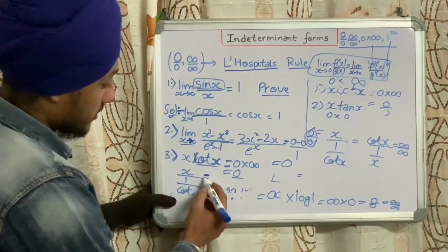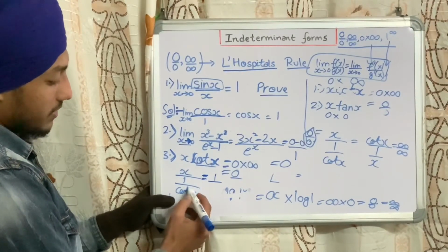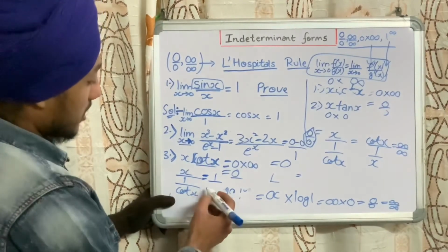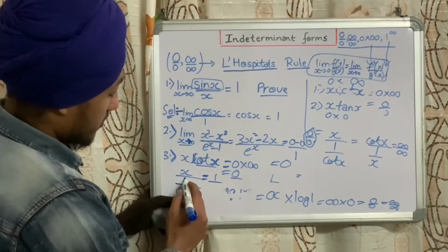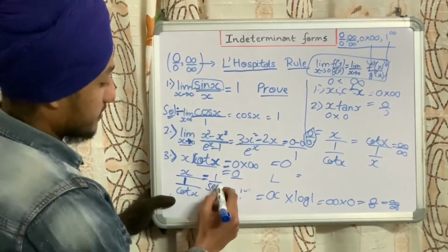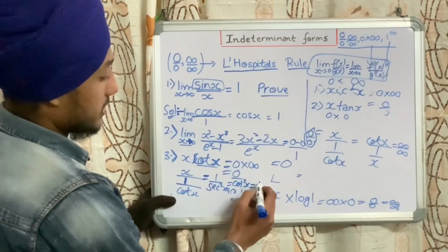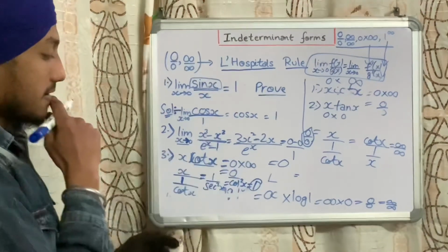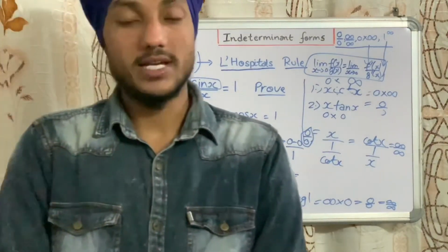And this is the final step. You can also apply it: 1 upon cot x is nothing but tan x. The derivative of tan x is secant square x, and secant square x is 1 upon cos square x. Putting x as 0, cos square x is 1 square, which is 1. So this is about today's topic.